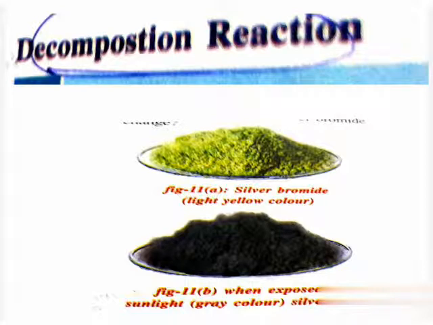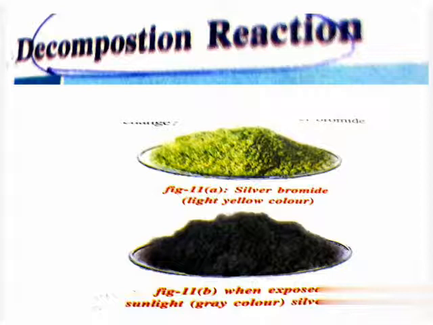What changes do you notice? Did the color of the silver bromide change? First, take some quantity of silver bromide on a watch glass. Observe the color of the silver bromide. So the silver bromide color is light yellow. And now place that watch glass in sunlight for some time. Now observe the color of the silver bromide and what changes you notice.